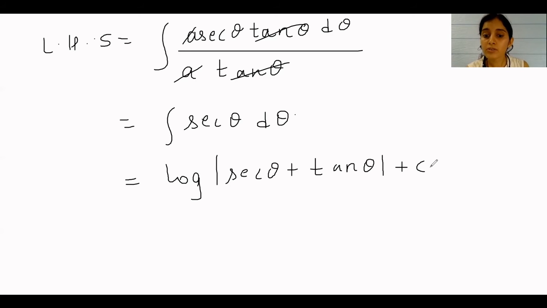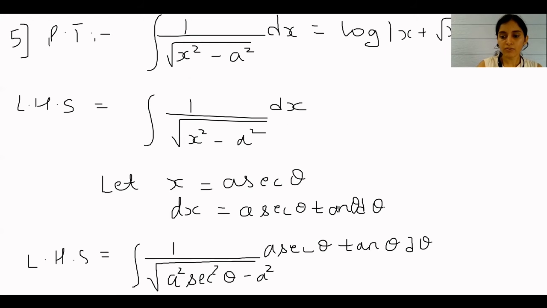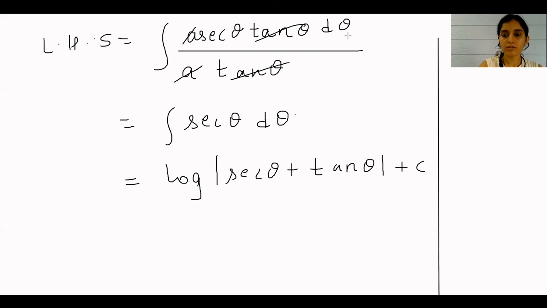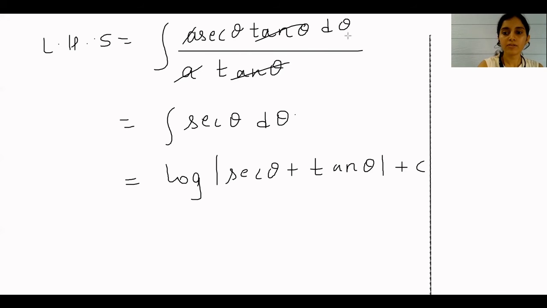It's not, because we have not put it in the form of x. So let's put it in the form of x. We need to substitute what is sec theta and tan theta. We have an answer for sec theta; we have to find it out. So we have x is equal to a sec theta, so we have x upon a is sec theta.